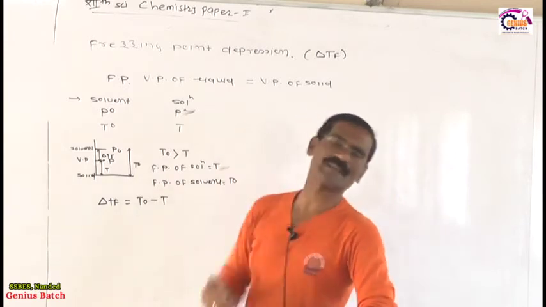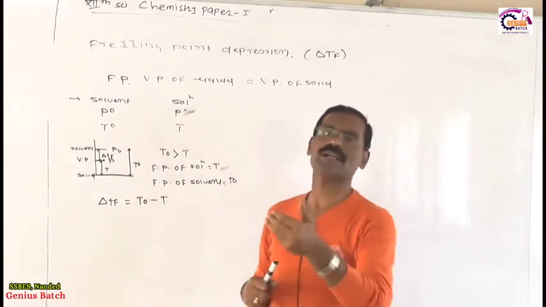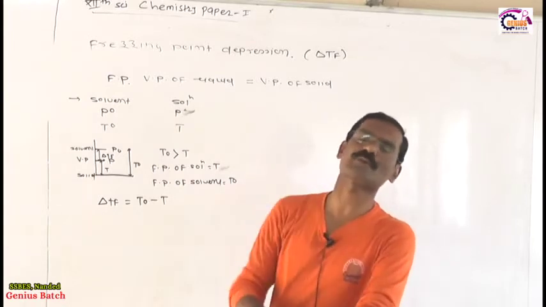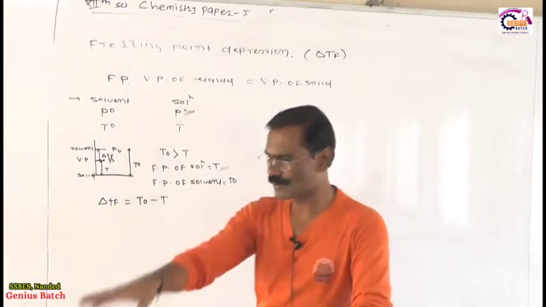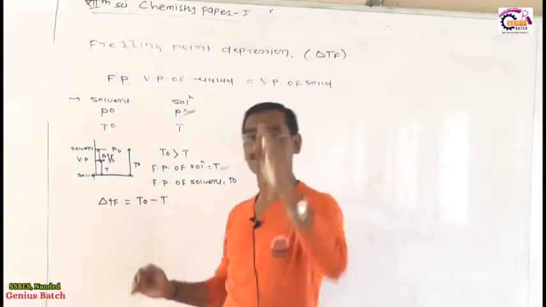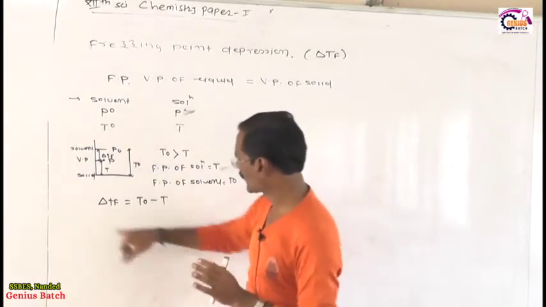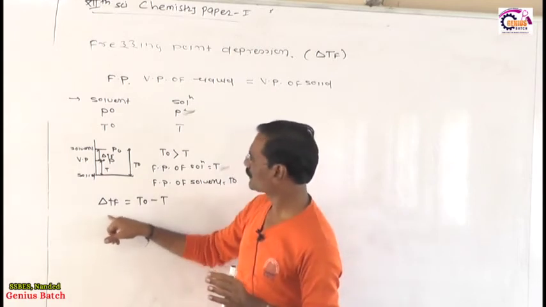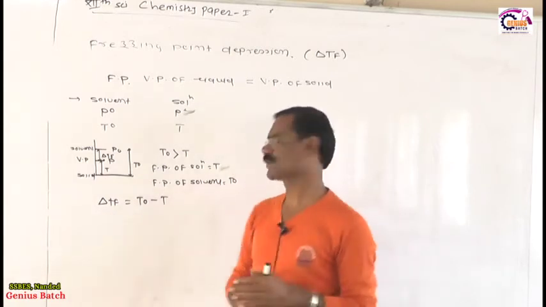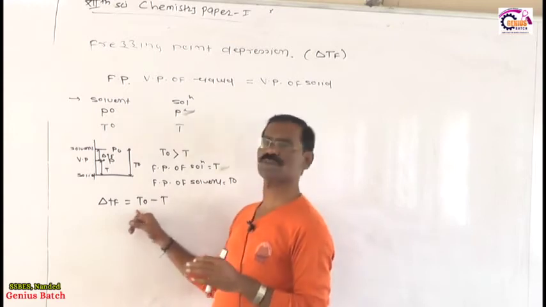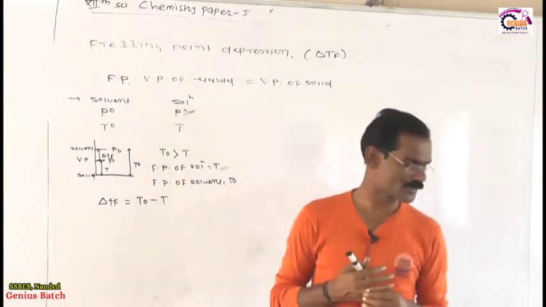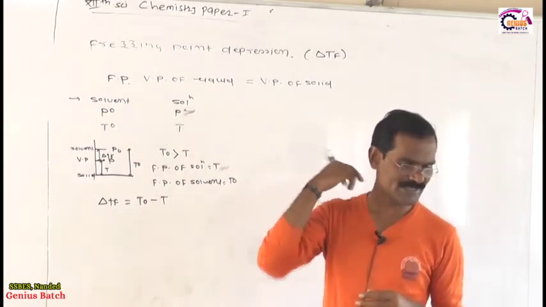What happened in elevation of boiling point? The boiling point of the solution is always greater than the boiling point of the pure solvent due to lower vapor pressure, but here the freezing point of the solution is less than the freezing point of the pure solvent due to the presence of the non-volatile solute. That's why delta TF, the depression in freezing point, is equal to the difference between the freezing point of the pure solvent and the freezing point of the solution.